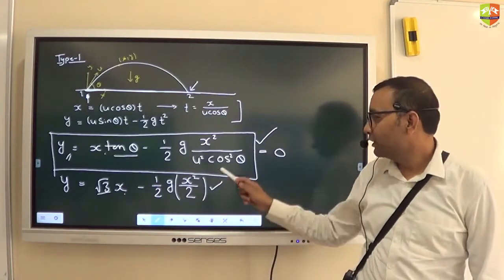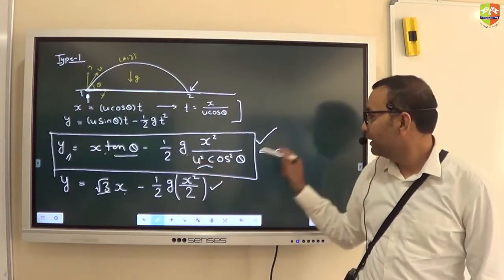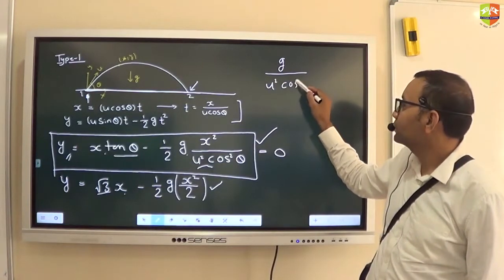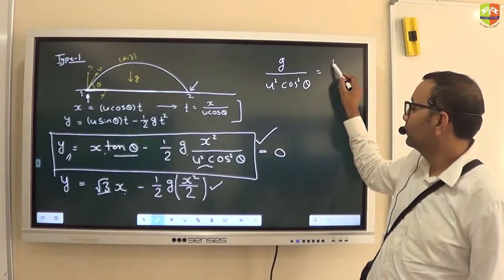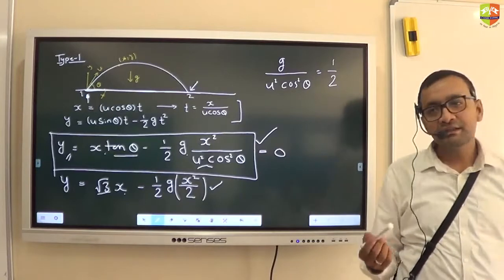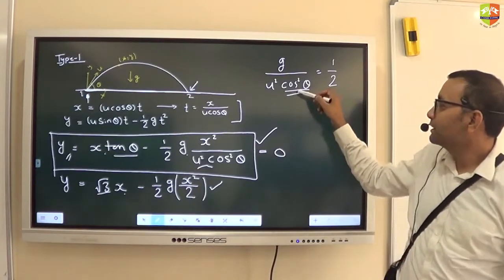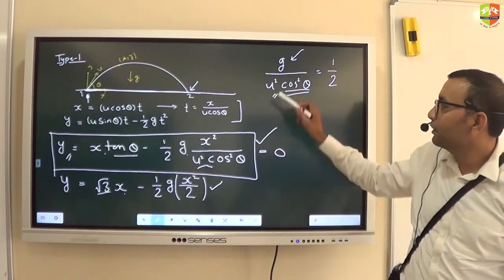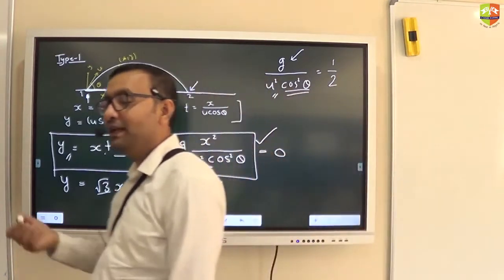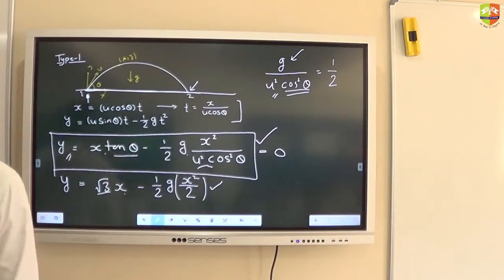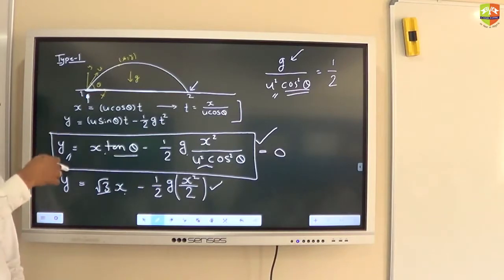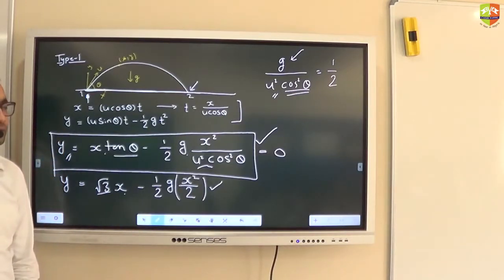Alright? And then what? Use g divided by u square cos square theta should be equal to what? 1 by 2. Right? So like this, since you know theta, you can substitute this value and the value of g, you will get the value of u. Alright? So there are such questions in which the equation of path is given to you, not the initial velocity and initial angle. Then you have to correlate with the equation of the projectile.